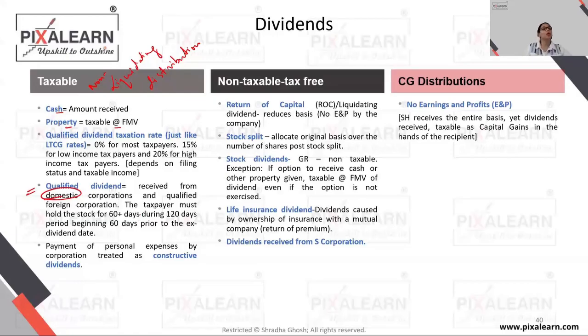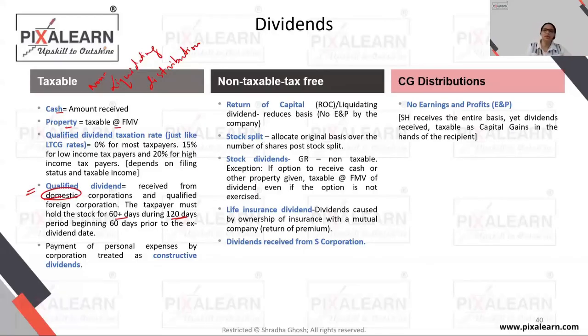And the person who got it did not buy it just to make quick profit, buying it today and selling it tomorrow. So what we said, the taxpayer must hold the stock for 60 plus days during the 120 days beginning. We take a window 60 days before the dividend distribution date and 60 days after. In this period, you must have held on to the stock for more than 60 days. If that happens, then we say you're a genuine investor. You did not make a quick buck out of some kind of insider information.